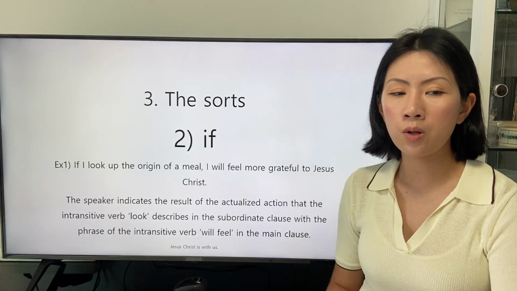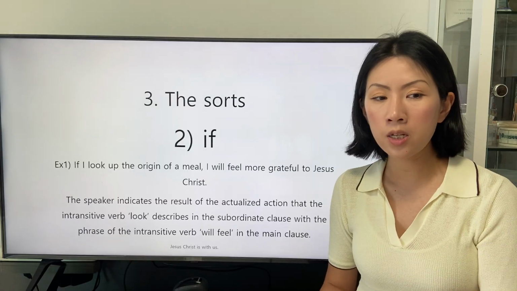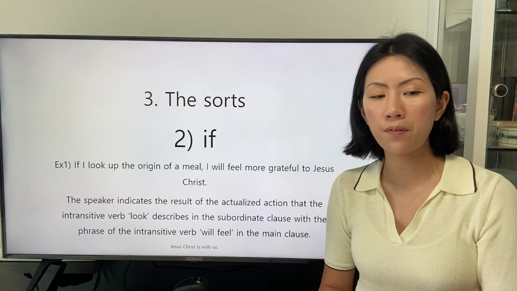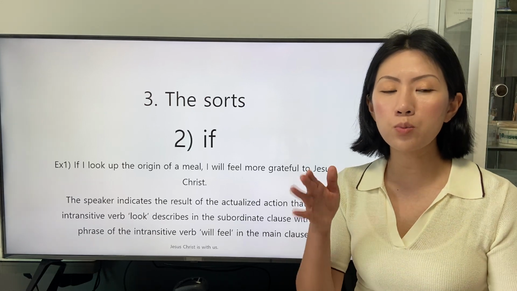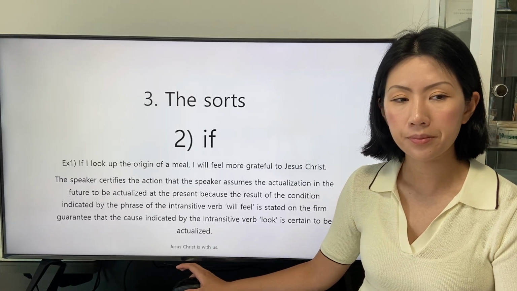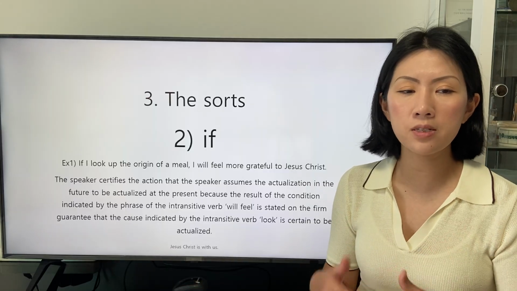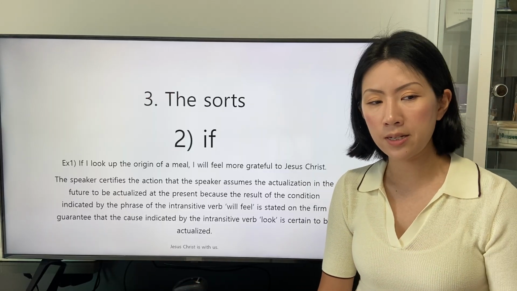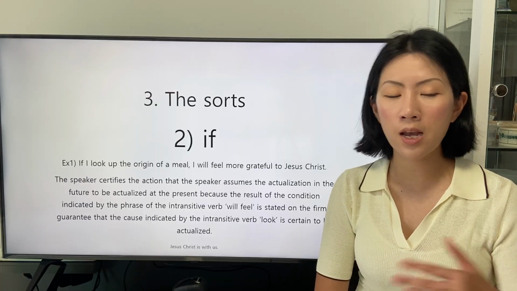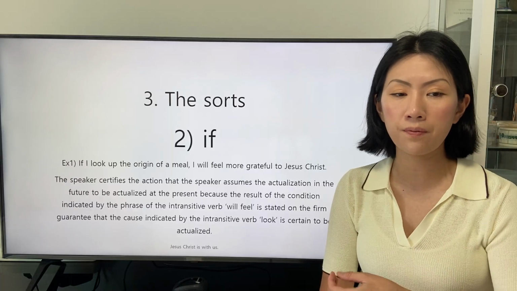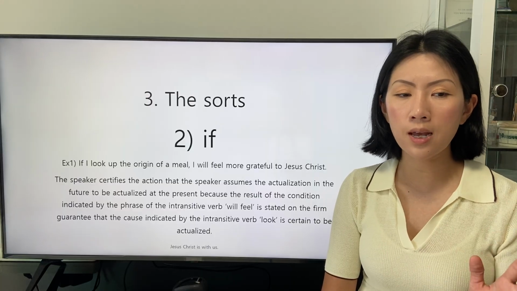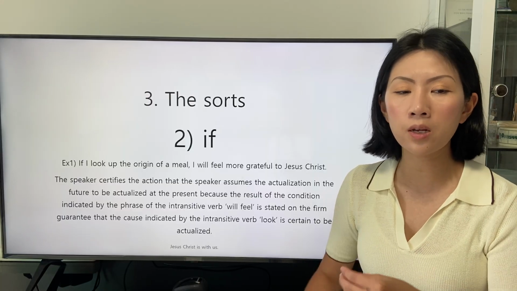The speaker indicates the result of the assumed actualized action that the intransitive verb look describes in the subordinate clause with the phrase of the intransitive verb will feel in the main clause. The speaker certifies the action that the speaker assumes the actualization of in the future to be actualized at the present, because the result of the condition indicated by the phrase will feel is stated on the firm guarantee that the cause indicated by the intransitive verb look is certain to be actualized.